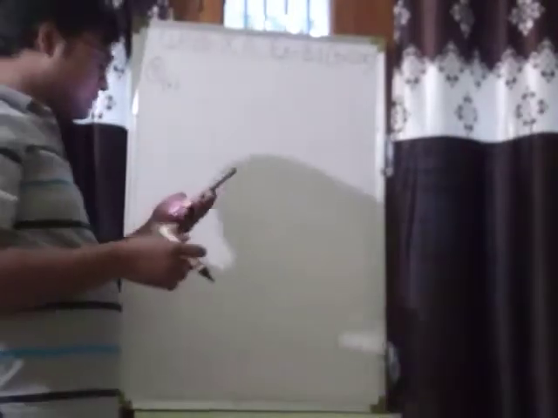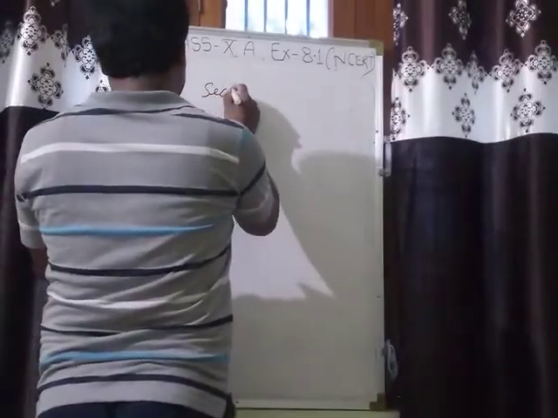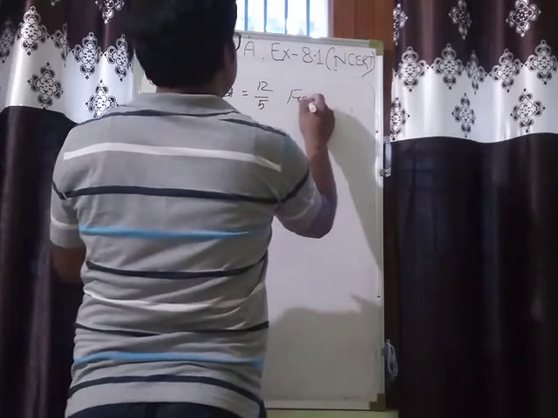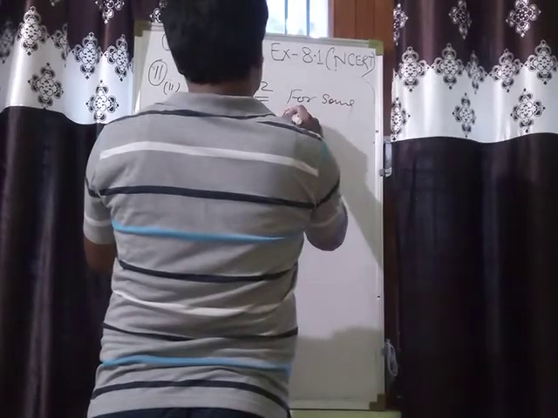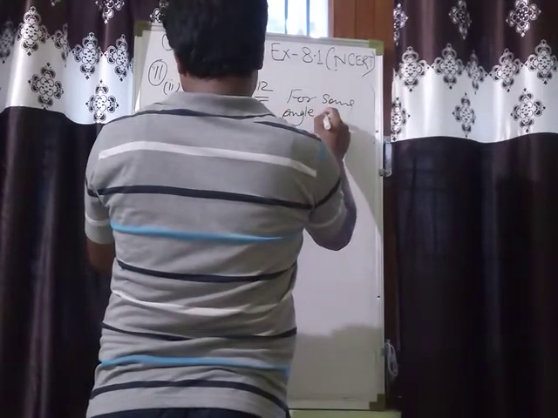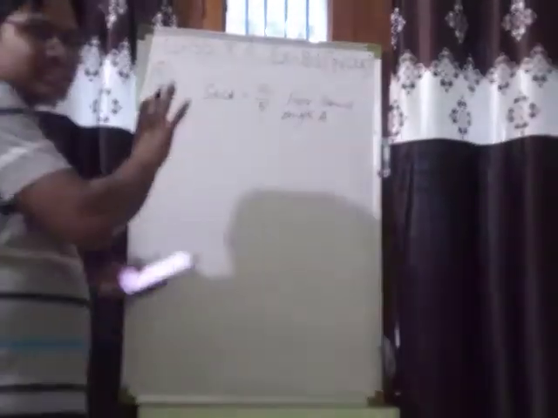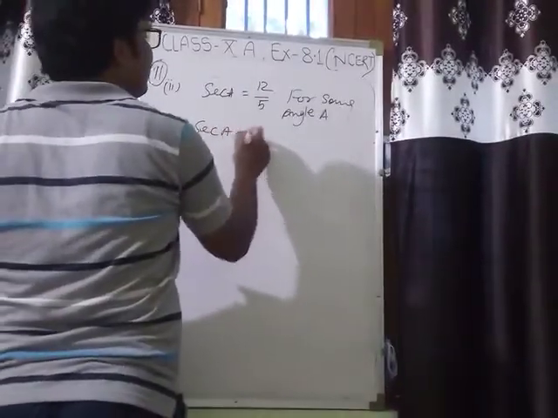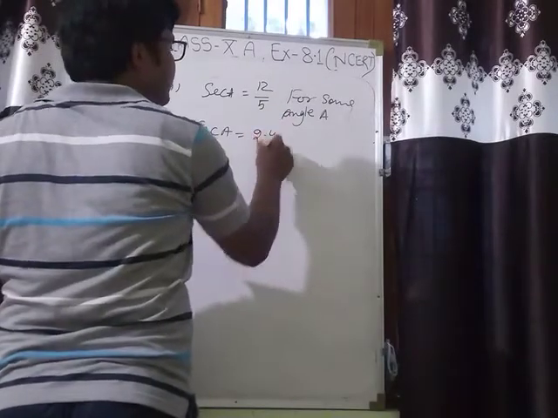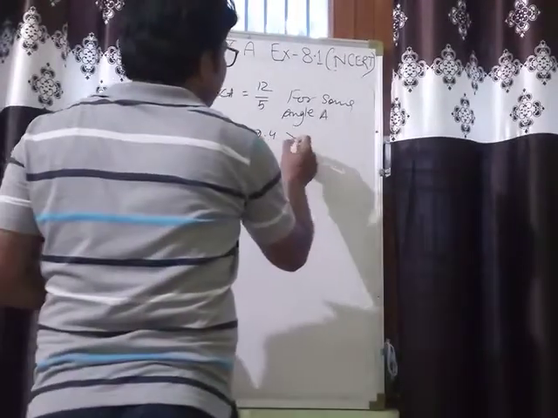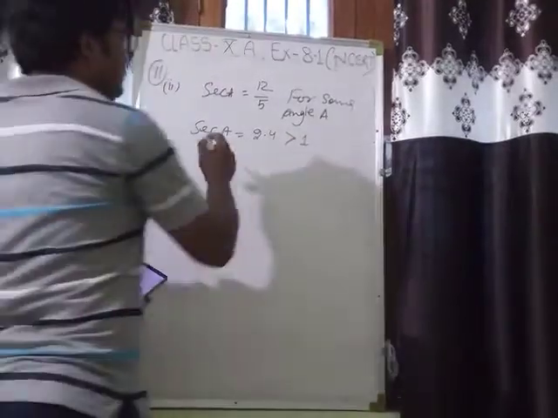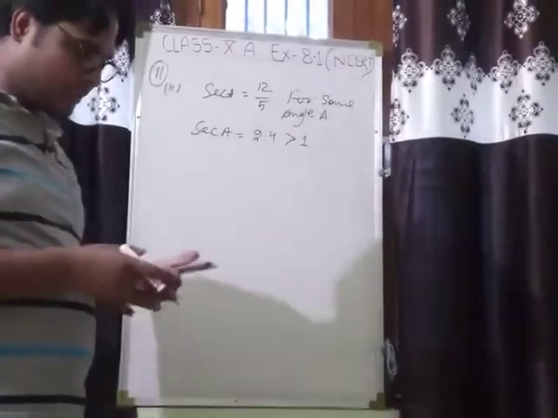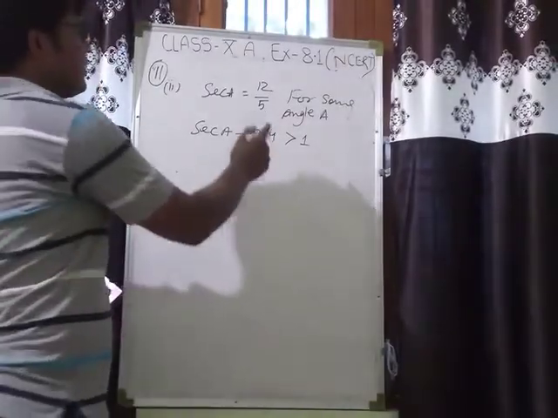See, the second one is sec A. Sec A is 12/5 for some angle A. Is this true? Yes. See, sec A is equal to what? 12/5 means 2.4. That is greater than 1. What did I just write down? Sec theta is either more than or equal to 1 or less than or equal to -1. Clearly this one is correct. This is true.